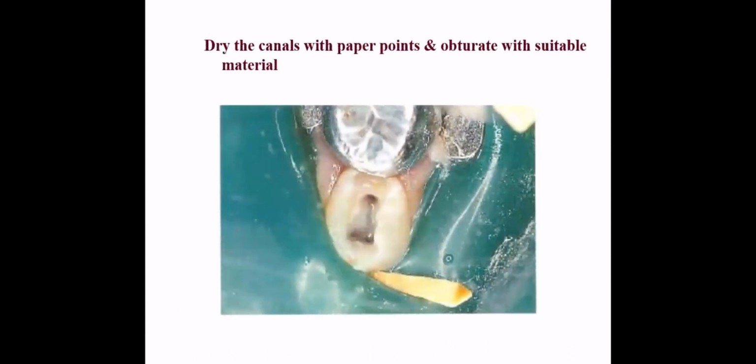Okay. Now, next is now you have extirpated the tissue. Now you have done the BMP. BMP is done, either it can be done with an H file. Okay. Now your preparation is done. So somewhat you will get a picture like this. So next thing is to dry the canals with a paper point and obturate with a suitable material.